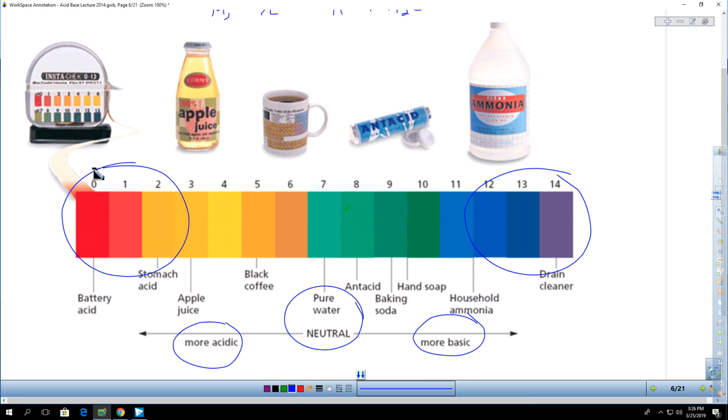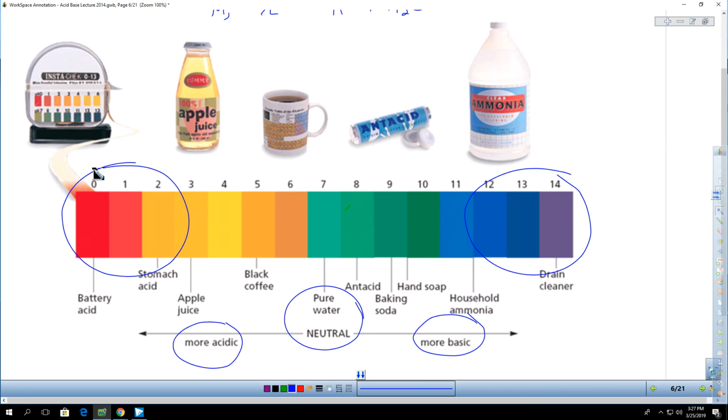But here's what drives me crazy. I will go crazy when I hear somebody say this: that a strong acid is an acid with a pH of 1, 2, 3, a weak acid has a pH of like 4, 5, 6, and 7's neutral. The strong, weak stuff has nothing to directly do with the pH.